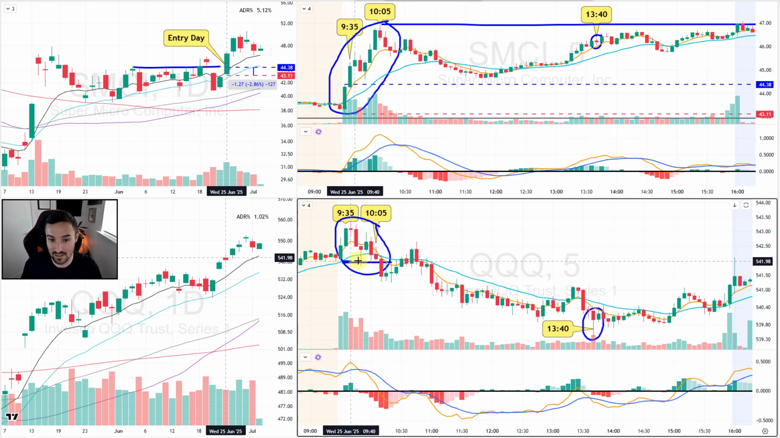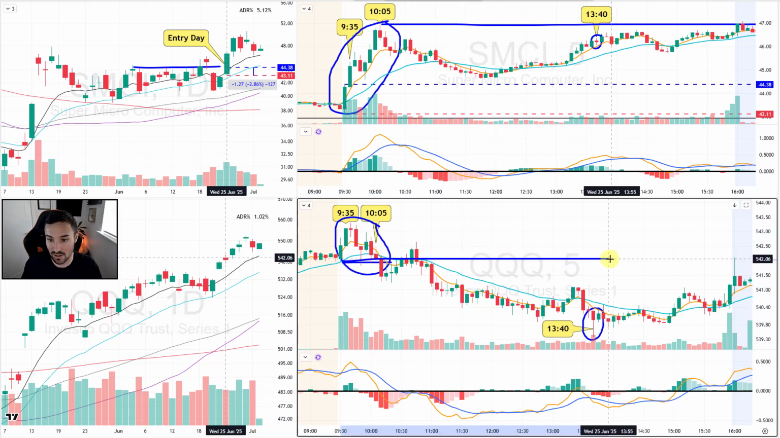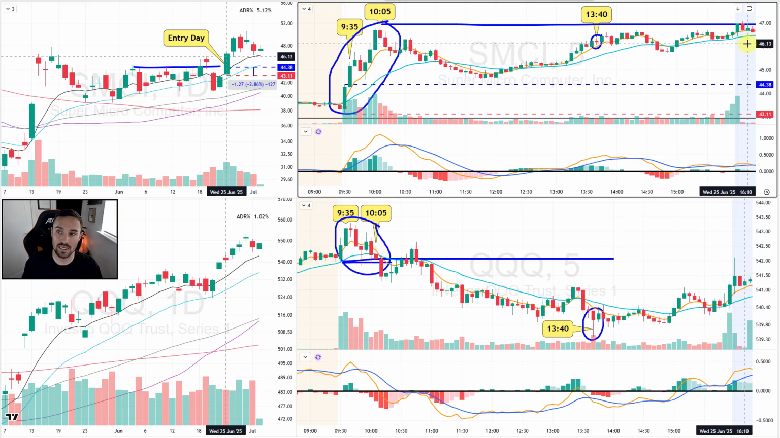Relative to, let's say, the 9:30 bar, it's way off it. Look at this. It's way off it. SMCI is all the way up here. Is the stock telling me it's strong or weak? The stock is telling me it's strong. Strong stocks I want to hold. SMCI is telling me during the session, hey, I'm strong. Hold me, hold me, hold me.